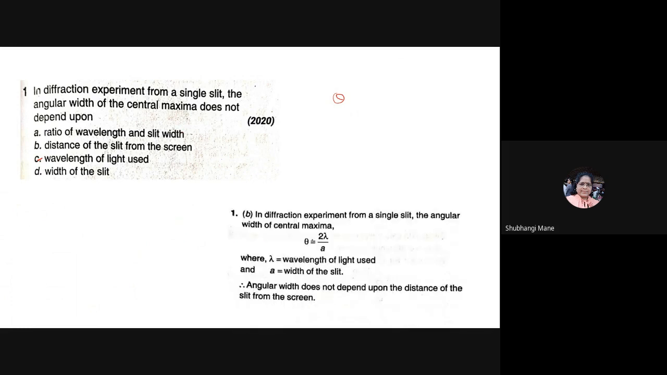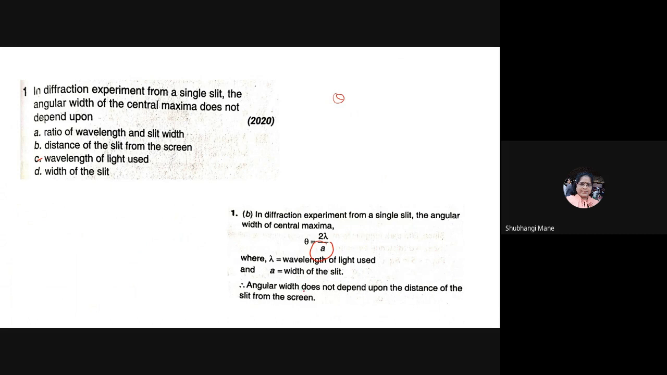In diffraction experiment from a single slit, the angular width of central maxima, if we are substituting n equals 2, then we are getting theta equals 2 lambda upon a, because a is the slit width. Some books use d, some books use a. Okay. So theta equals lambda by a for first order, second order 2 lambda by a, and so on, where lambda is the wavelength of light used and a is the width of the slit.